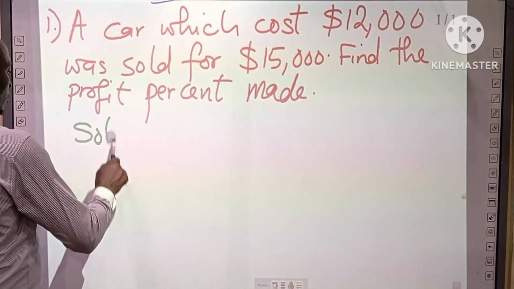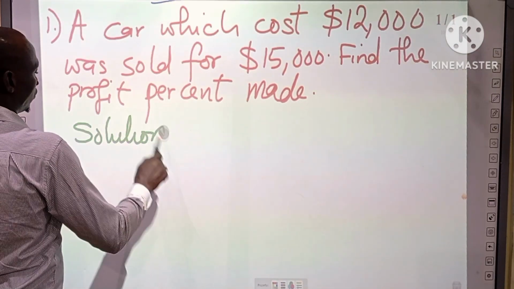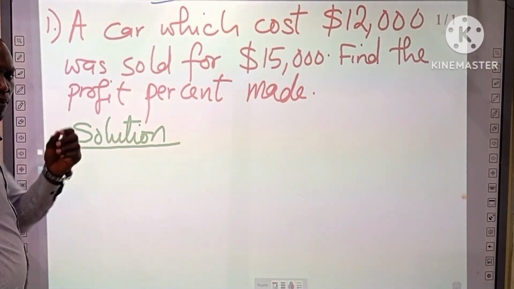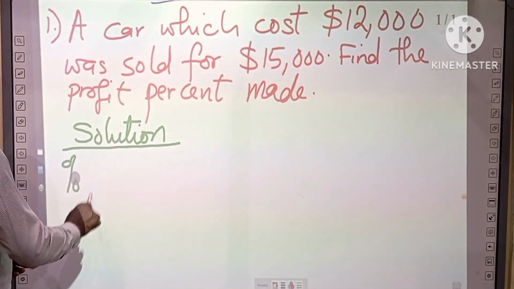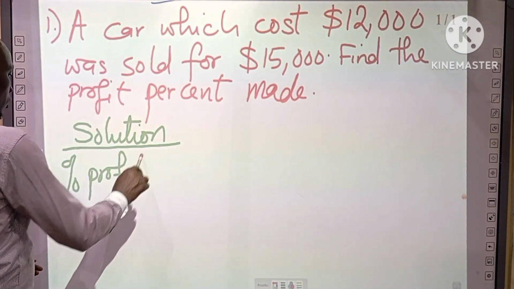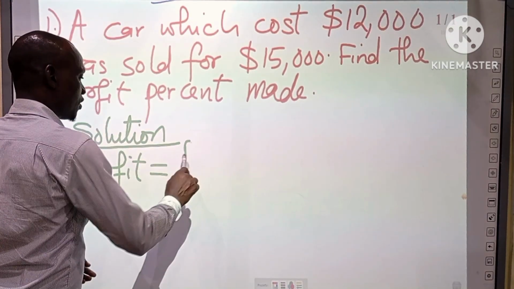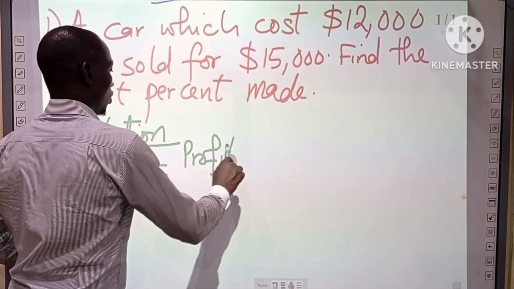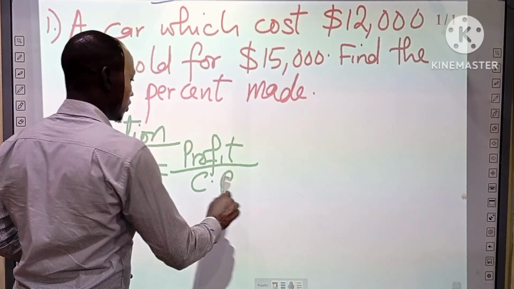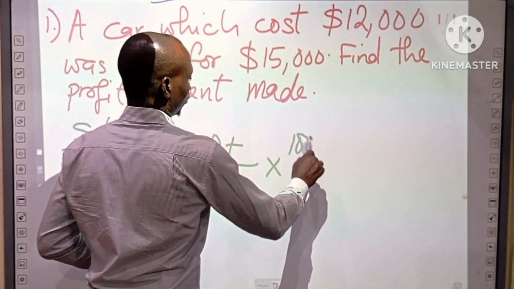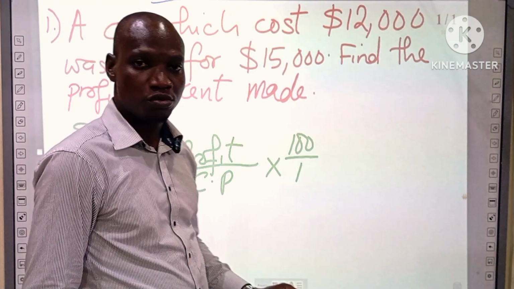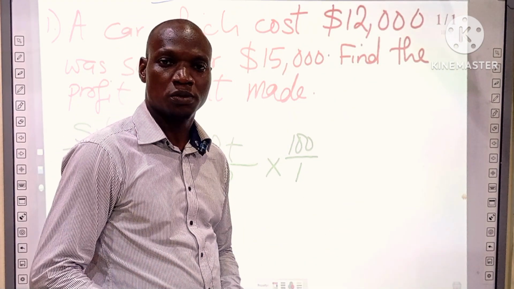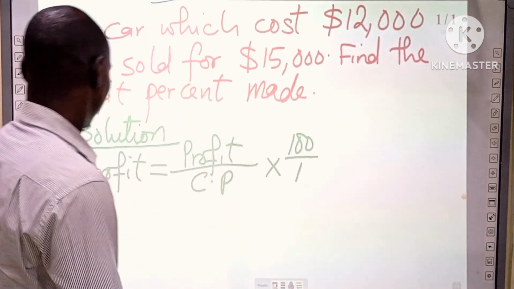Solution. The formula for calculating percentage profit: percentage profit is equal to profit all over the cost price times 100 all over 1. In this case, the profit has not been known, so the first thing we must do is to calculate the profit.